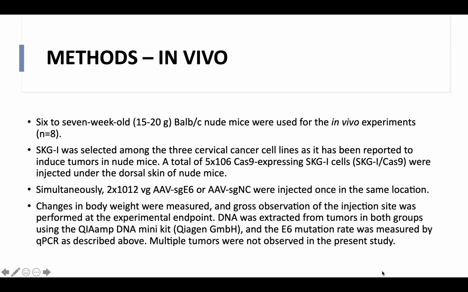In methods in vivo, they used 6 to 7 week old BALB/c nude mice in the experiment. They had a total of 8. This mouse lacks a thymus and is unable to produce T cells and is therefore immunodeficient.